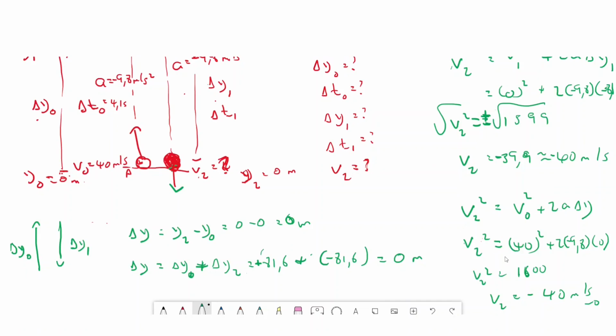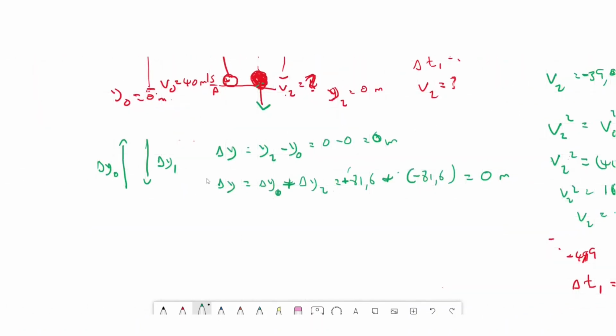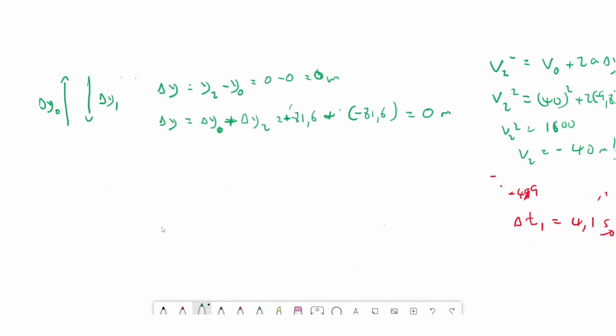It doesn't matter. If you wanted the total time, for instance, that it took to go up and down in this case, you're going to use delta y if you want the total time. You can actually use a lot of equations. Let's say we use that the velocity equals the velocity at zero plus the acceleration times delta time. So you could actually use this to find it.